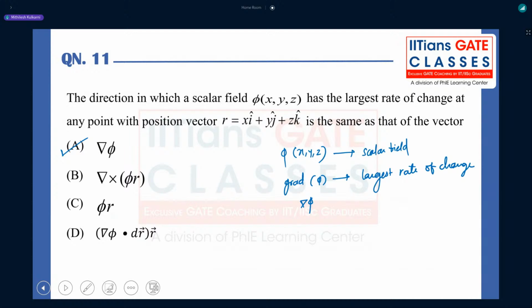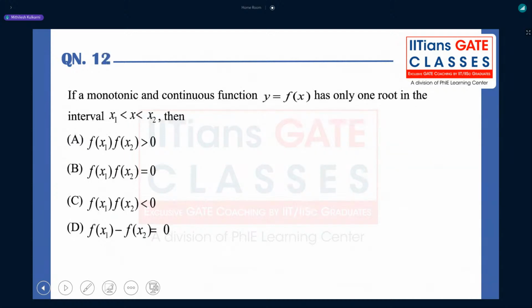Coming towards the next question, question number 12. If a monotonic and continuous function y is equal to f of x has only one root in the interval x1 to x2, then, okay, so it is given that we have an interval starting from x1 till x2 and we have only one root in this interval. The meaning that we have only one root means this function will cross the x-axis only once.